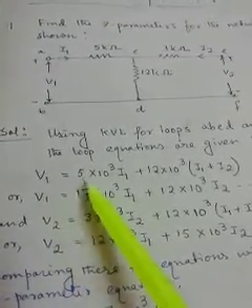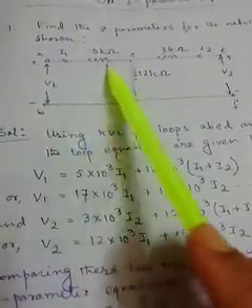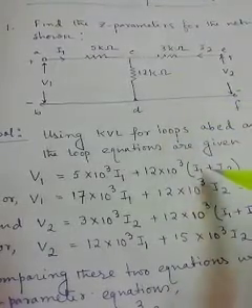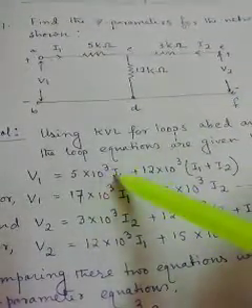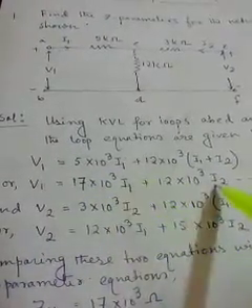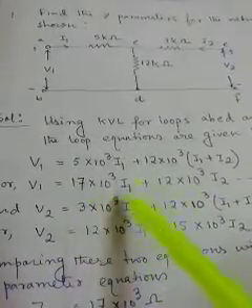When we form the equation for the first loop, we write V1 equals 5 into 10 to the power 3 into I1, because this resistance is carrying this current only, plus 12 into 10 to the power 3 into (I1 plus I2). This resistance is carrying both the currents in the same direction, for which we write plus. And 10 to the power 3 is coming because the units provided here are in kilo ohm. This is equation number 1, and from this equation we separate the coefficients of I1 and I2 so that we can compare it with the standard Z parameter equation.